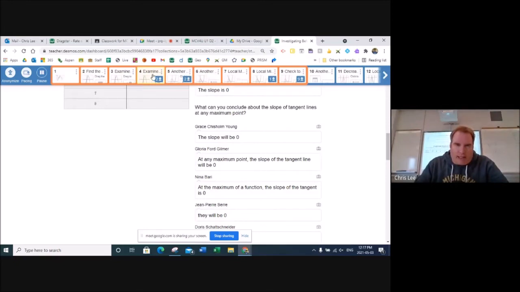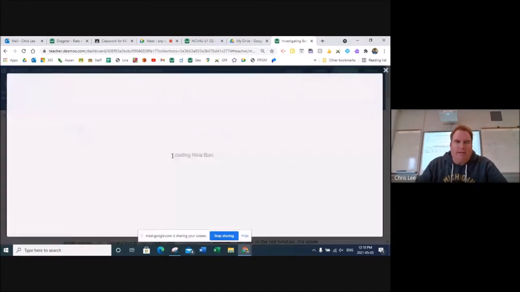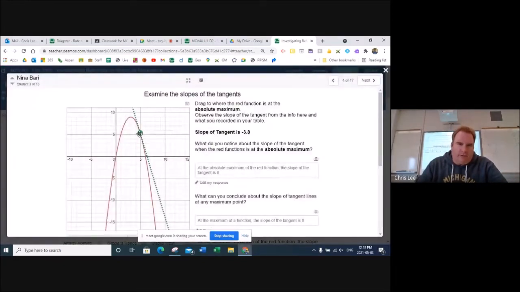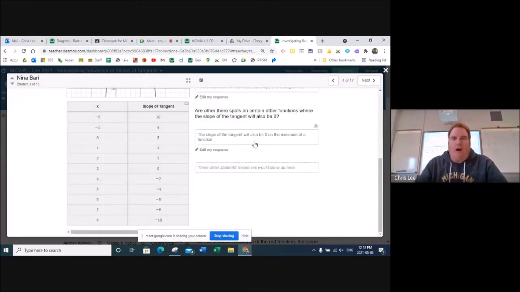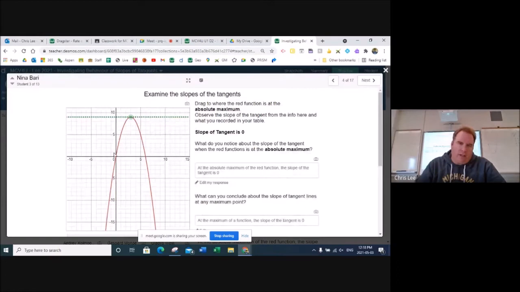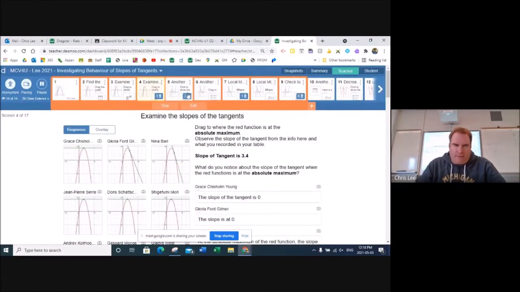So let's go back and look at our picture. You can see that happening. So here is the slope. It's negative, but it's getting smaller, closer and closer to 0. And then boom, the slope of the tangent is 0. Remember, 0 is this. Okay. Are there other spots on the graph of certain other functions where you'll also get a 0? So here we got a 0 at the absolute maximum. So let's see what people answered for that.